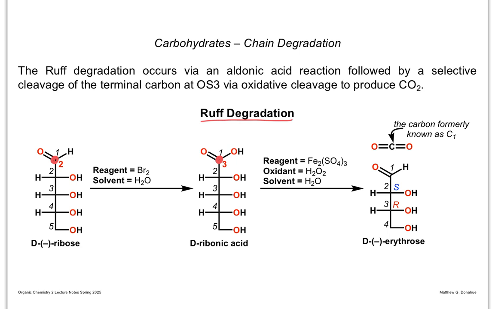And then you're going to treat with iron sulfate, hydrogen peroxide, and water. And it's going to cleave the C1 to C2 bond. And then that C2 carbon, that gets oxidized from oxidation state 1 to 2. And the carbon that was 1, that gets lost as carbon dioxide. So that's a chain degradation. And then obviously that can be repeated. You can shorten it again and again.